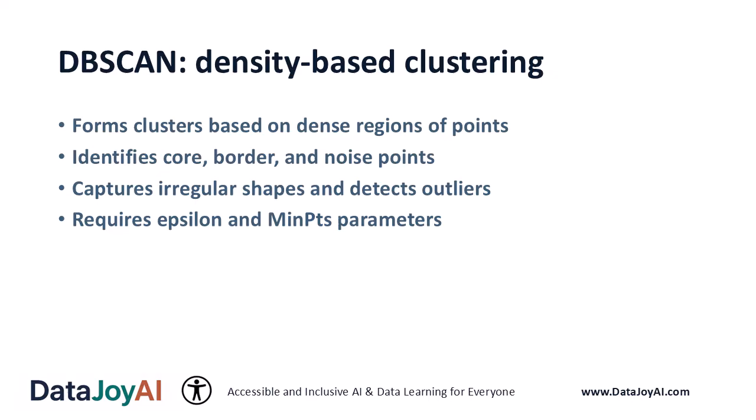DBSCAN, density-based clustering. DBSCAN identifies clusters based on dense regions of points. It distinguishes core points, border points, and noise points. This allows DBSCAN to detect irregular shapes and automatically identify outliers, something k-means cannot do. It's especially useful for messy, real-world datasets.